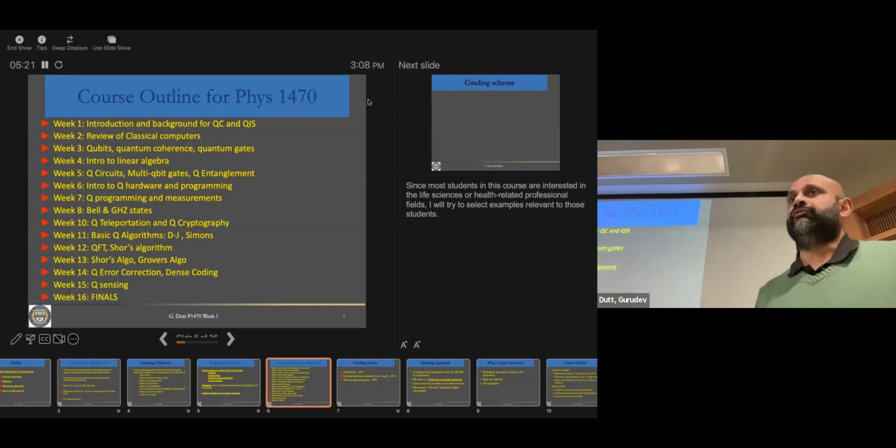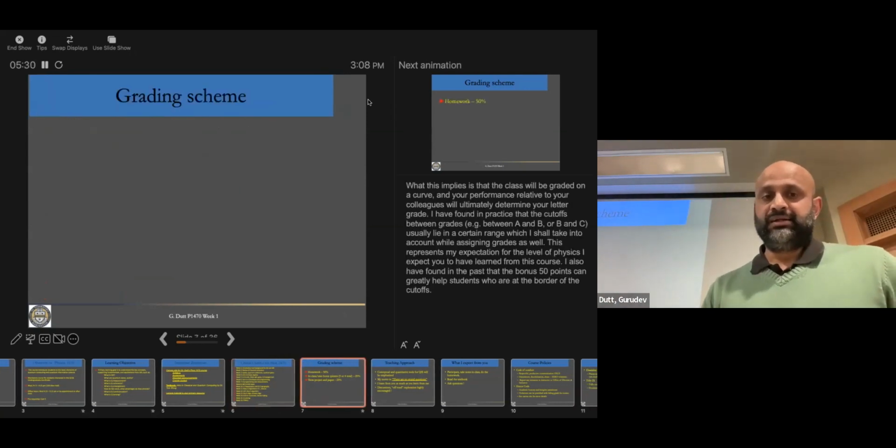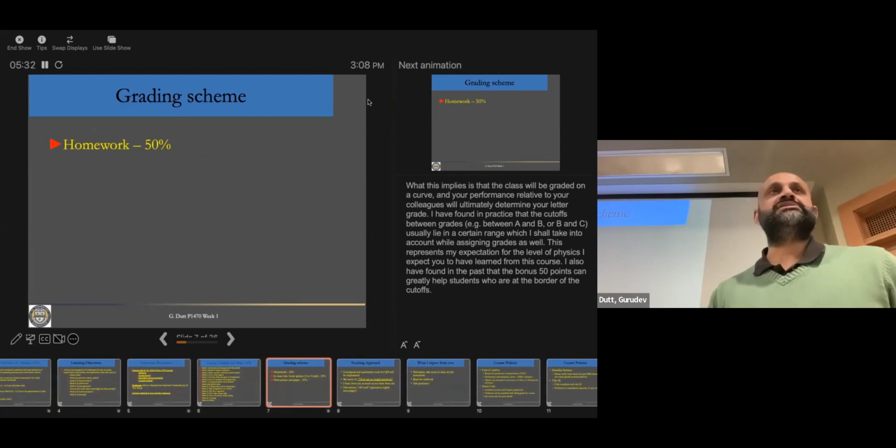And so you can form your own idea of whether this course is what you want to be in. Okay, the grading scheme for the class is pretty straightforward: 50% from your homework assignments.